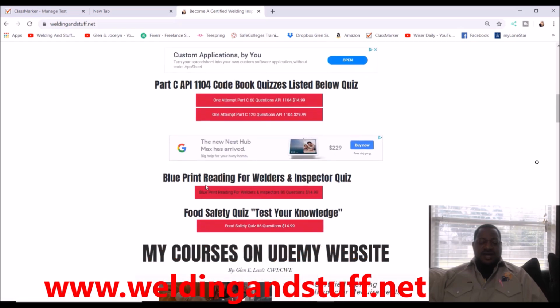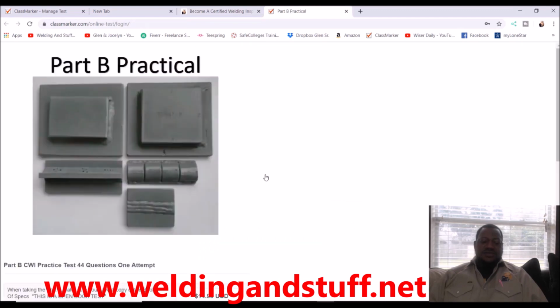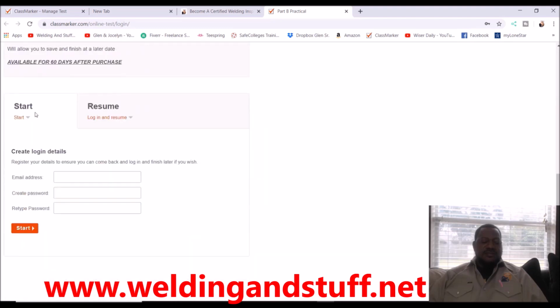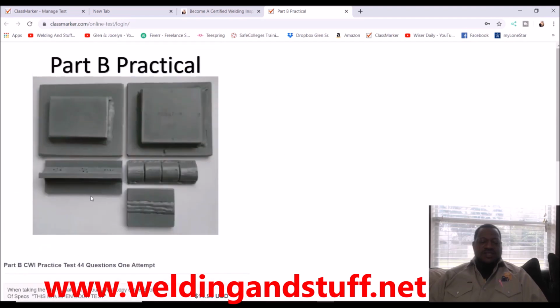I got part C. I also have blueprint reading if you want to take that. And I have a food truck. So if you want to practice on a food safety quiz, I even have that here. So I'm going to just click on part B and just show you what it looks like. You click on it, and it's going to take you to the Classmaker website. And what you do, you just put in your information. You can pay through PayPal or credit card. And once you finish, it'll give you your test results. You can print it out. But this is a good way to practice for your CWI exam.